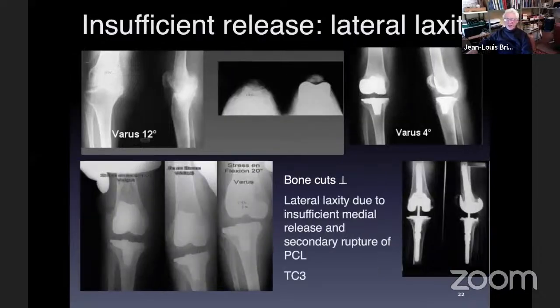So in this case, well, the release medially was not enough. We had lateral laxity even at the beginning, and then it became bigger and bigger, and we had to revise it with a TC3.